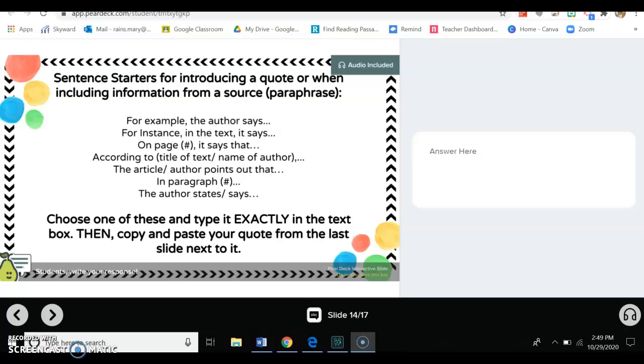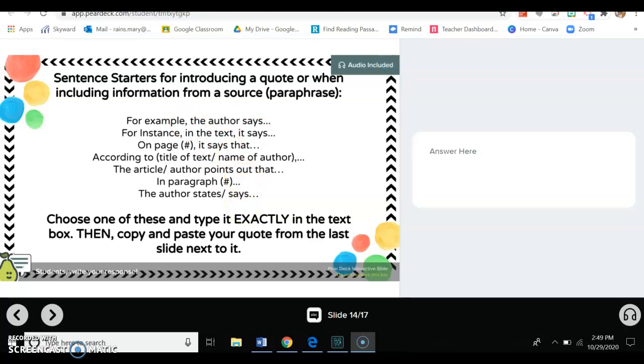Actually, what I really needed to do was backtrack a little bit. I just wanted you guys to be aware that this slide existed for when you actually cite your text evidence. So for the C part of it, like we did, according to, and then we put the title or the author name. Like I said, that was something that I like to do, or what I primarily go to when I'm introducing a quotation or citing. But you could also do things like, for example, the author says, for instance, in the text it says, and so on, the author states, that kind of thing.